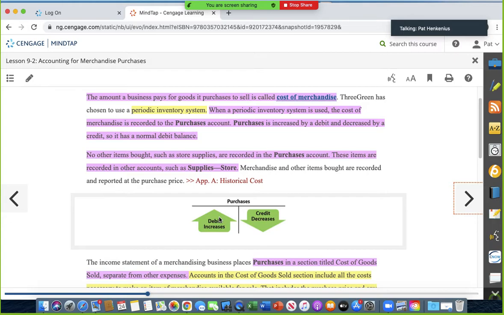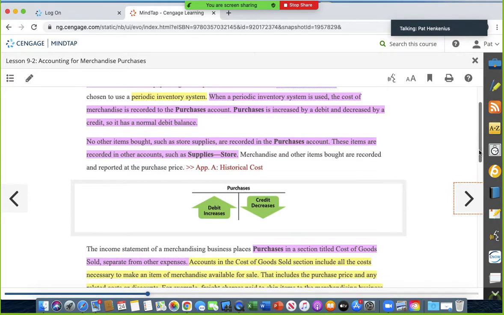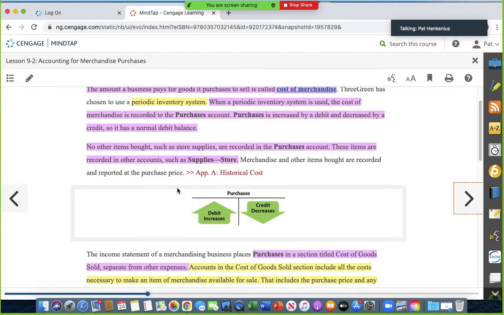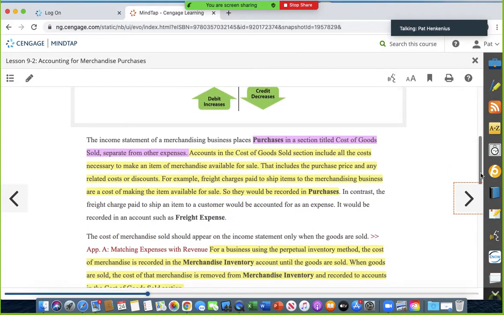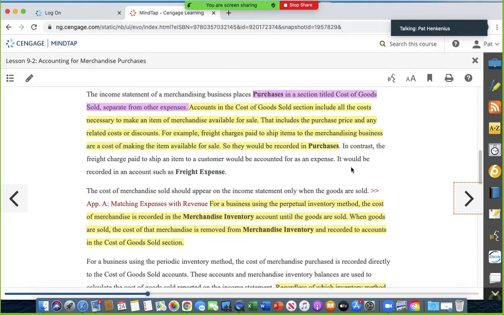But when we buy the goods that we're actually selling, the hats or whatever the company sells, when we buy the merchandise we're going to sell, we will debit purchases. Okay? When we buy it on account, especially. Purchases increases with the debit. Okay, I talked about all that. Good. It says when no other items such as store items are put in the purchase account, the items will be put in supplies, store supplies or office supplies. Okay, good. This just talks about all the costs.